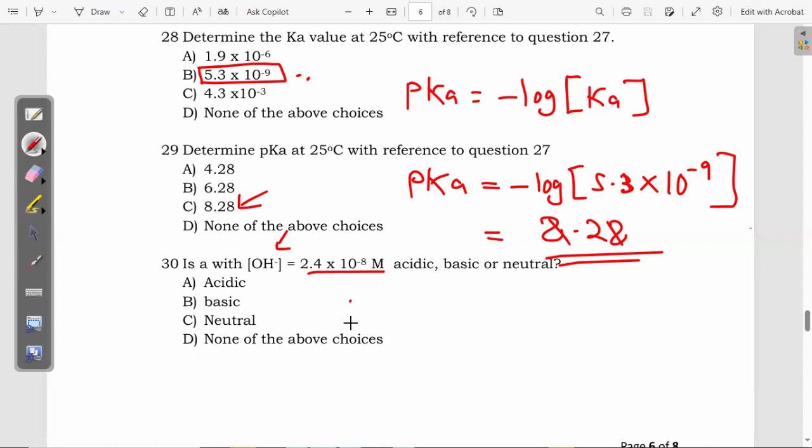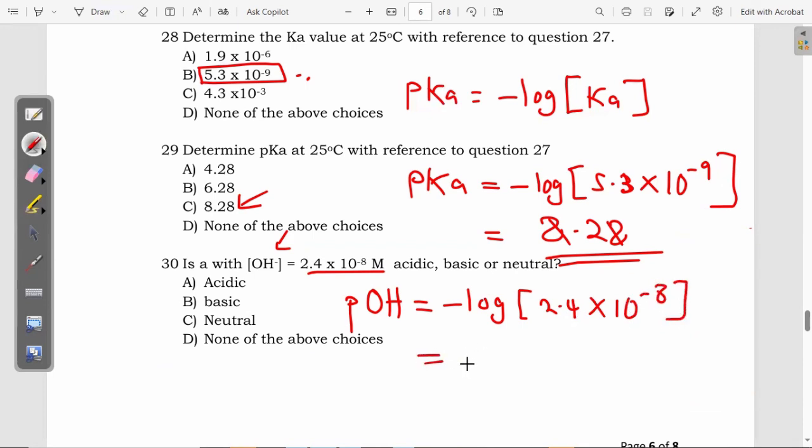So what we are going to calculate here is the pOH. The pOH should just be minus log of the concentration of the OH, which is 2.4 times 10 to the power minus 8. So you can punch this on your calculator: minus log, and then in brackets you put 2.4 times 10 to the power minus 8. Let me do that on my calculator.